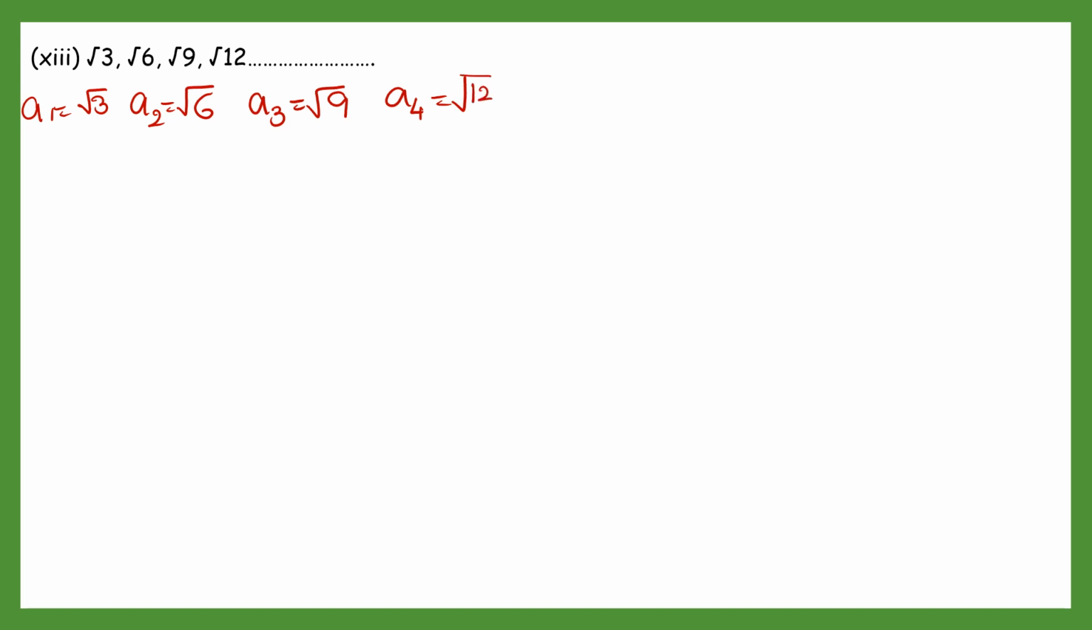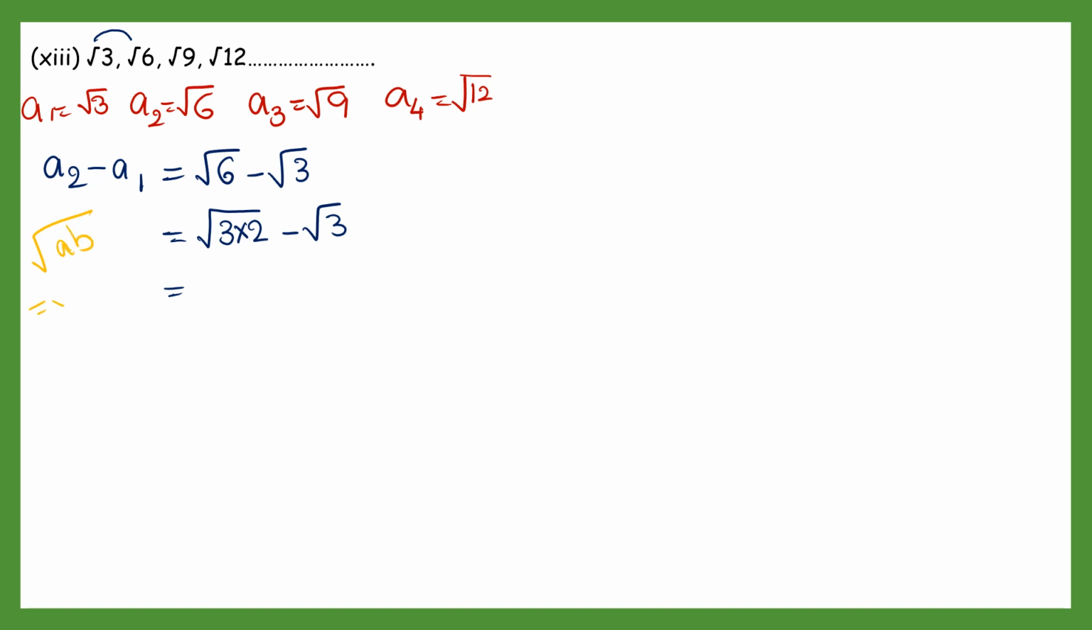Now let's check whether this is in arithmetic progression or not. For that, we will find the difference between consecutive numbers. So this root 3 and root 6 are consecutive, the second term and first term. Let's find the difference. A2 minus A1, root 6 minus root 3. How can you solve this? Root 6 means root of 3 into 2, minus root 3. Root AB is nothing but root A into root B.